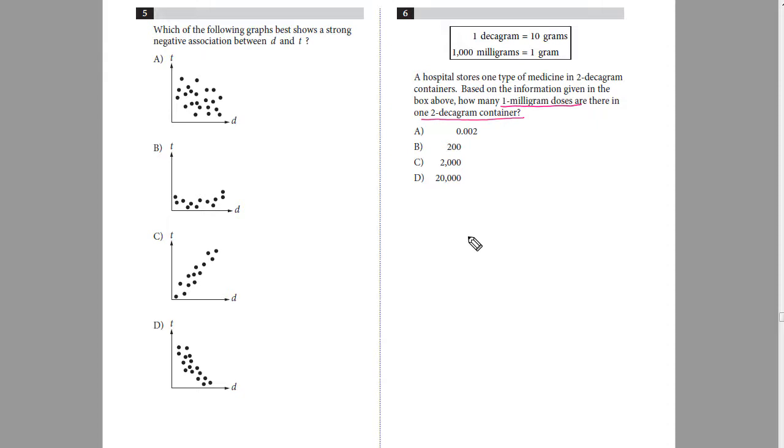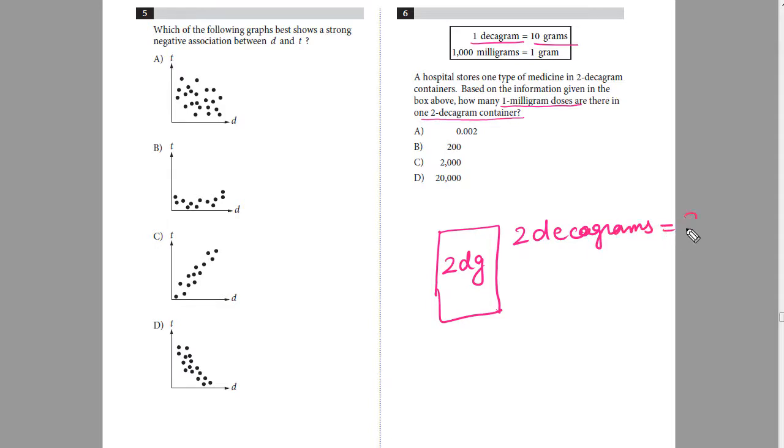So we have a container whose volume is 2 decagram. I'll represent it with dg. Now in 2 decagram, let's find the total number of grams. So 1 decagram is equal to 10 grams. So 2 decagrams would be equal to 20 grams.